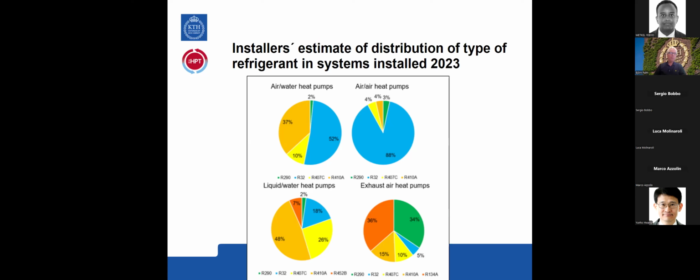If we look at the blue part, this is R32, which is dominating in air-water heat pumps and air-to-air heat pumps, but has a smaller share of the other types. We can also see the orange here, R410A, is still used quite a lot in air-water and liquid water heat pumps. And finally, we can see that R134a is also still used in exhaust air heat pumps to a relatively large extent.